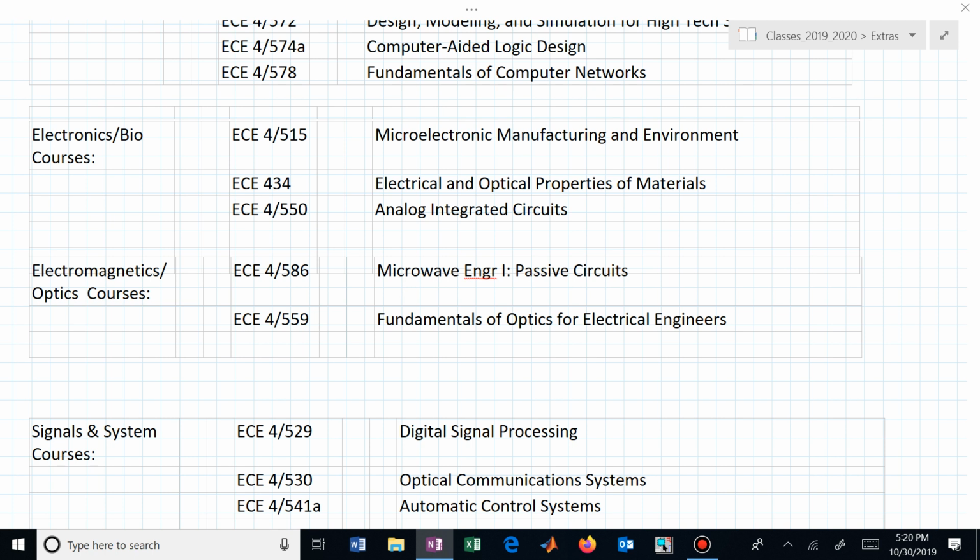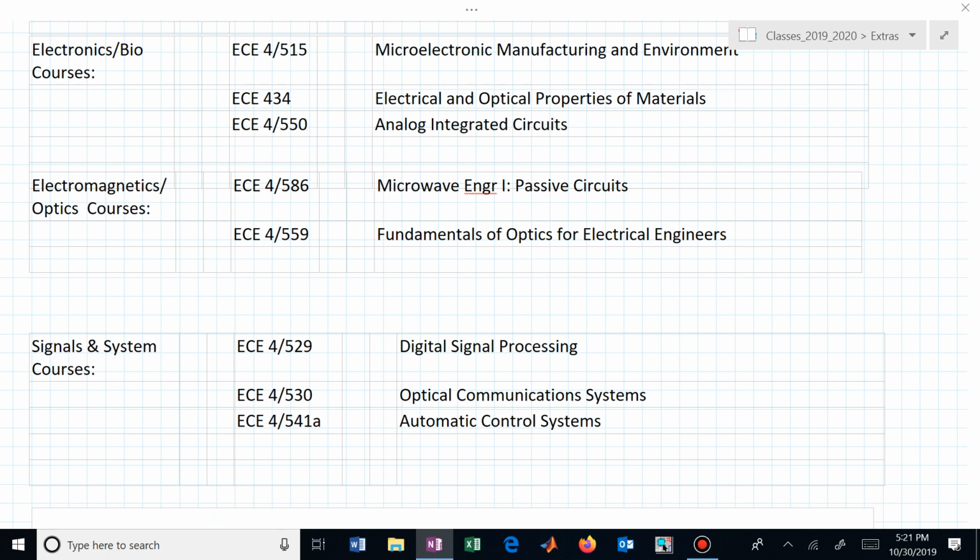4.34. How do you deal with the electrical and optical properties of materials? How do you work with that? 4.50, that's now a continuation, really, of 351C. The next level, now maybe you were working with individual elements like individual transistors. Now can you stage those or put those into an input stage, an output stage, an amplification piece? All of that now is what you might be looking at for integrated circuits at the analog level.